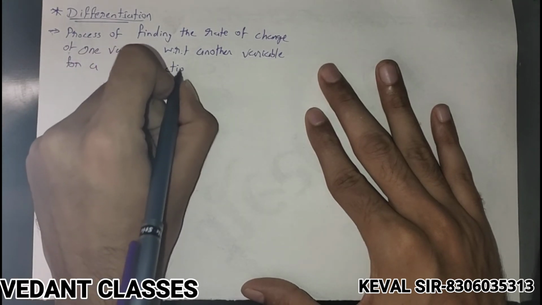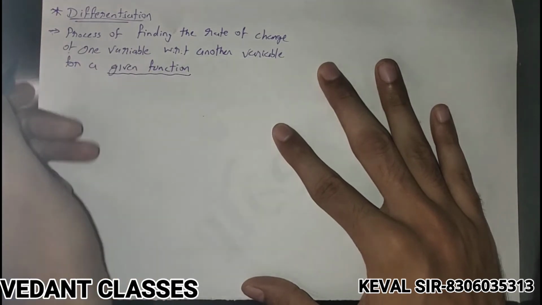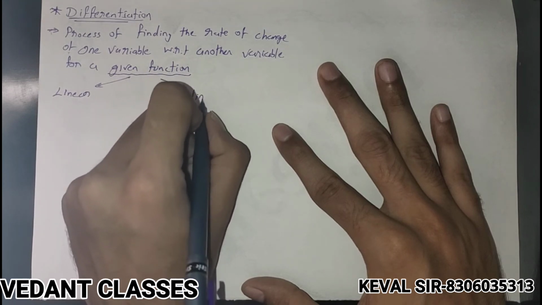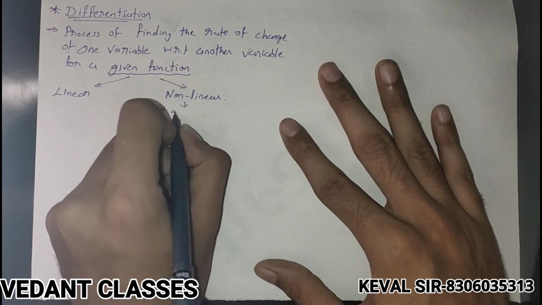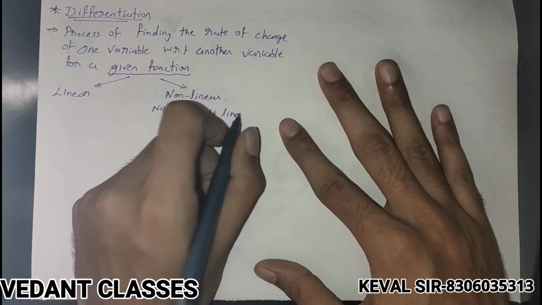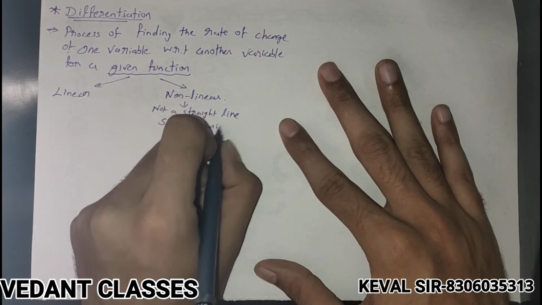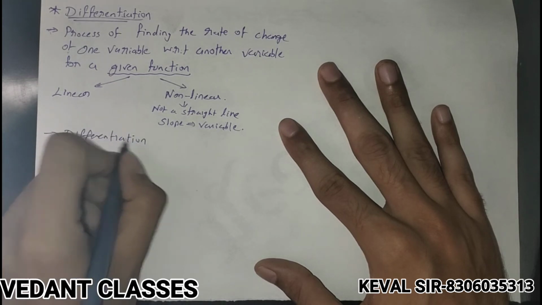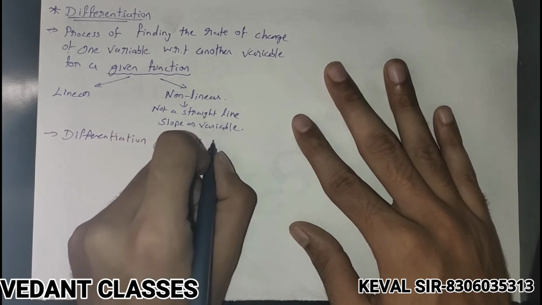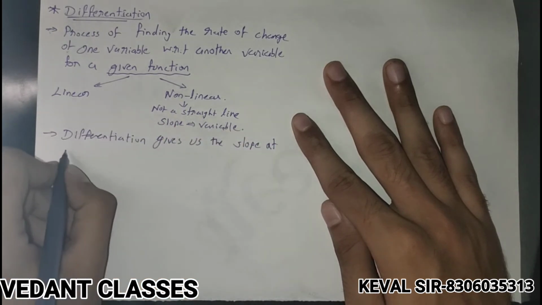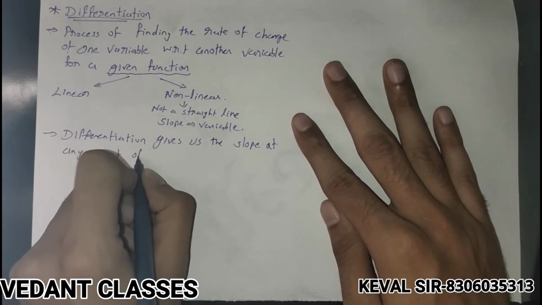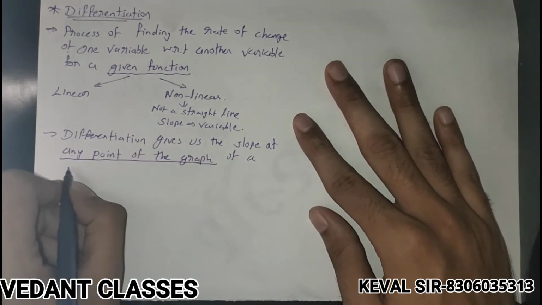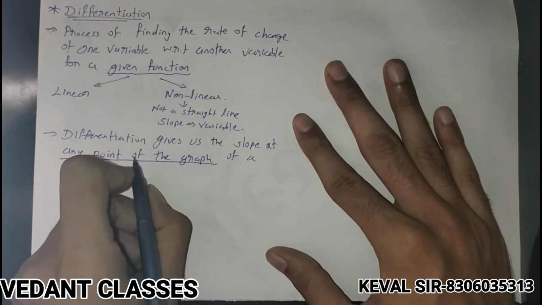Now say in the case of slope we are having a linear function, and here it is given that it's for any given function. So a function can be either of two types, whether it is linear or non-linear. Non-linear means it's not a straight line. The graph will not be a straight line, and we are having a slope as variable. So it means that differentiation gives us the slope at any point of the graph. So differentiation helps us to find the slope at any point of the graph of a non-linear function.